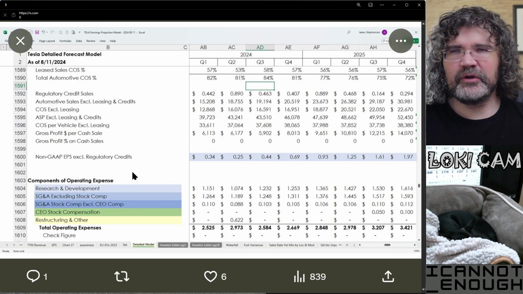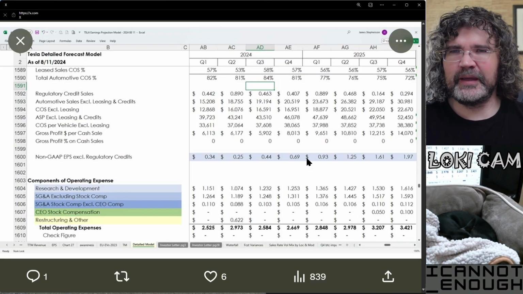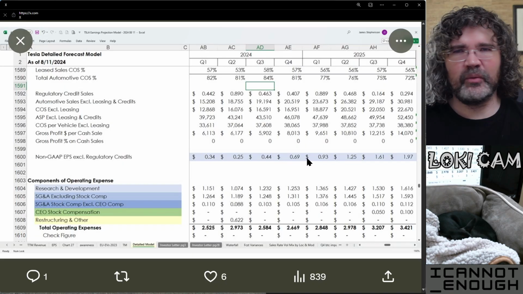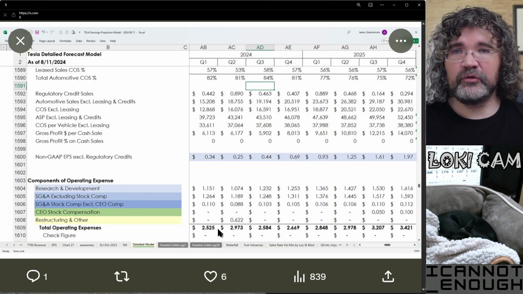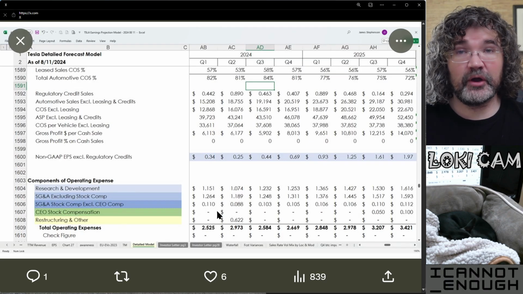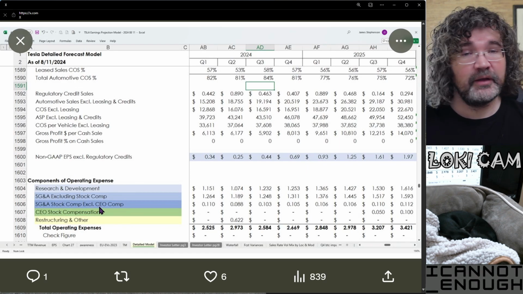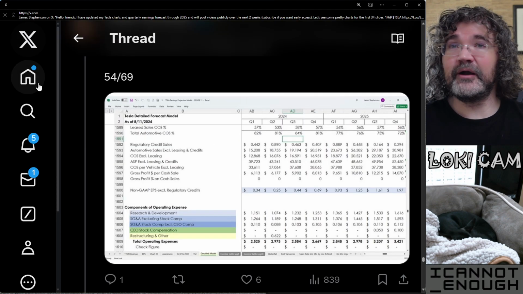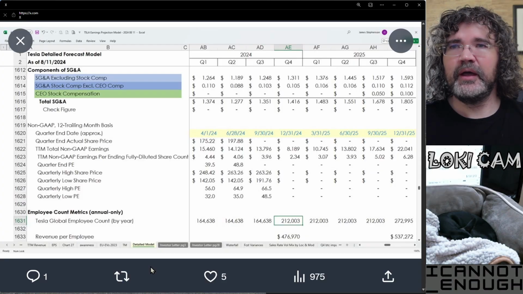Non-GAAP EPS excluding regulatory credits. So those numbers are here. If there were no such thing as reg credits, what would Tesla's EPS be? Non-GAAP that Wall Street's looking at. And then I've got the components of operating expense down here. These are for my charts that show you SG&A, research and development, stock compensation, etc. I've got another page of that here.